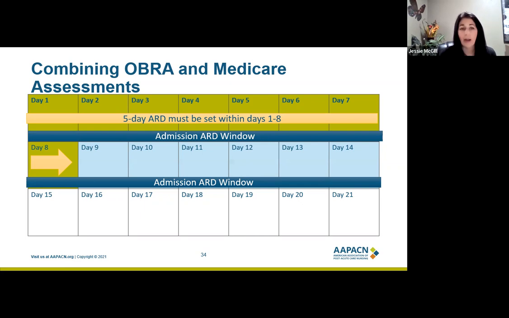So if you have a combined 5-day admission assessment, you have that ARD set within days 1 through 8, regardless of where it's set there, then the assessment must be completed by day 14 because that's the more strict of the two criteria for either assessment.